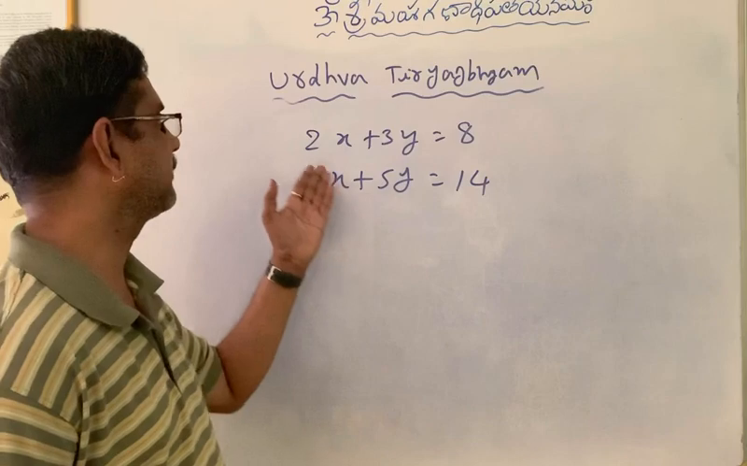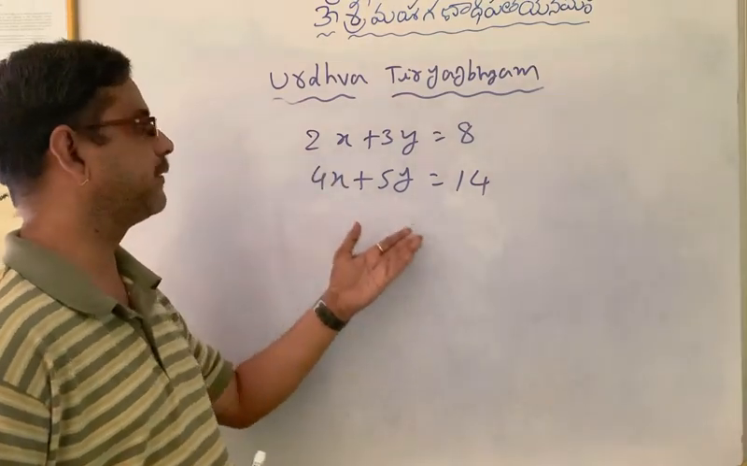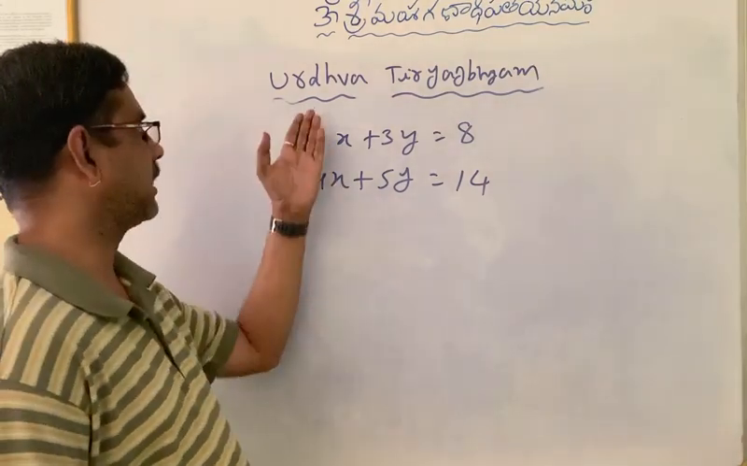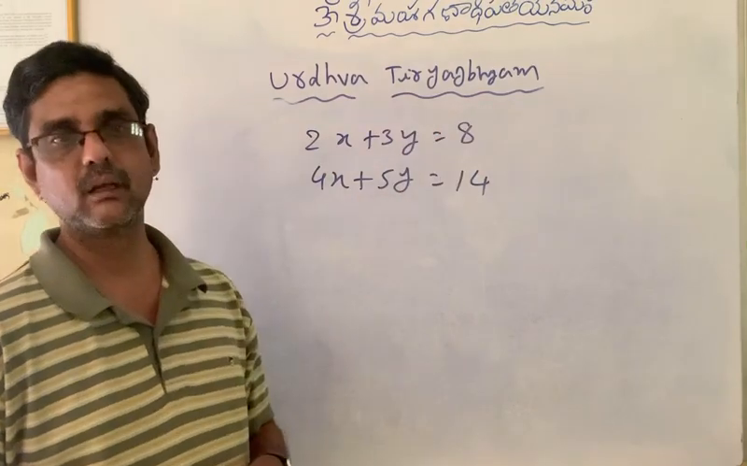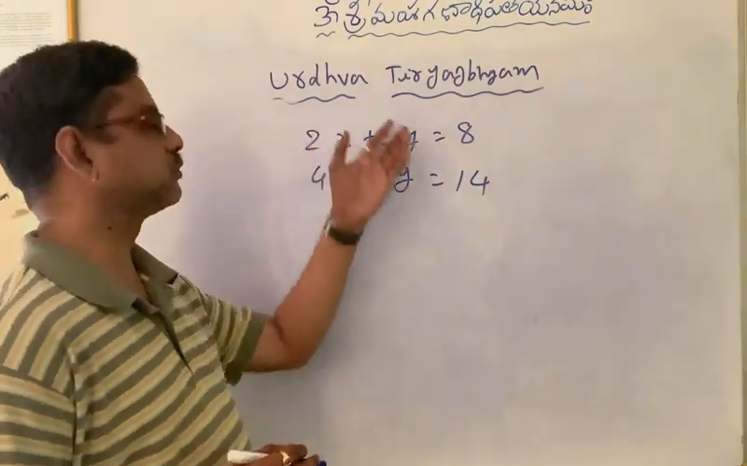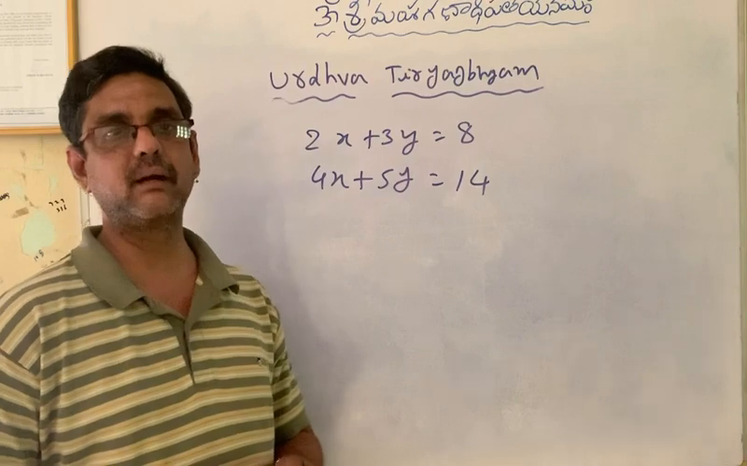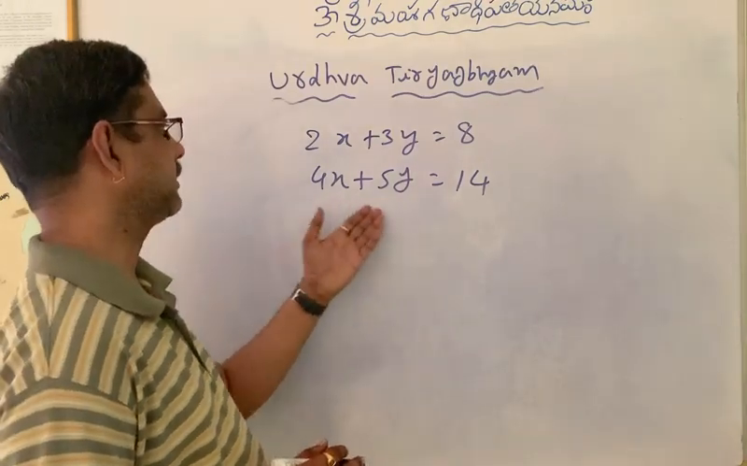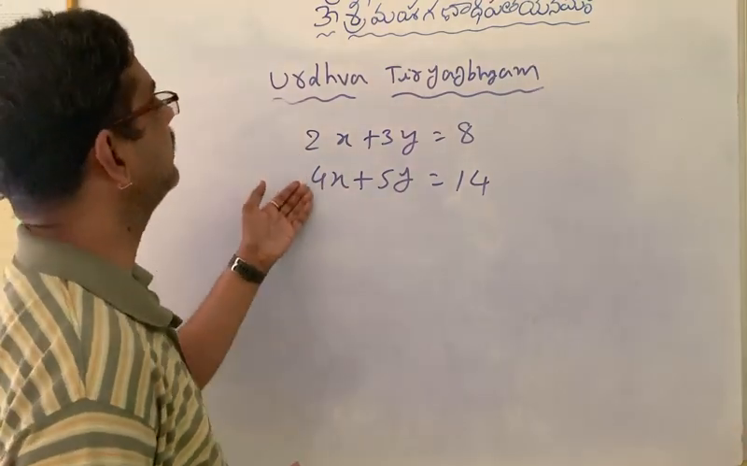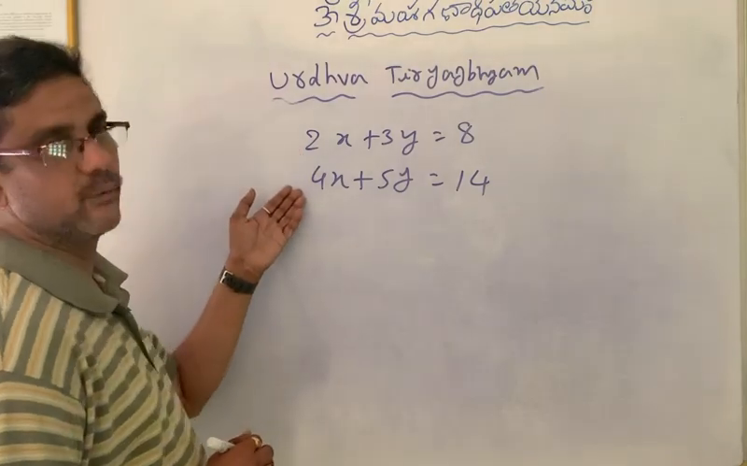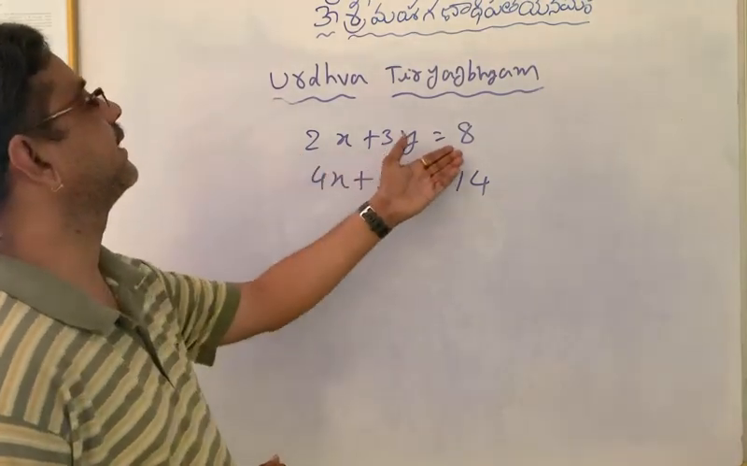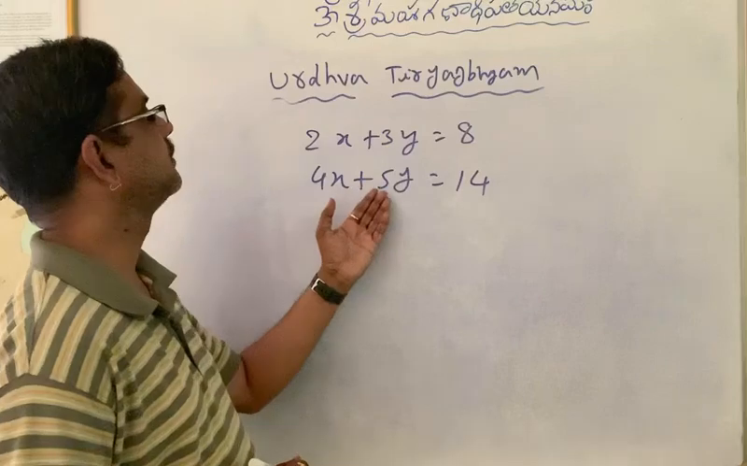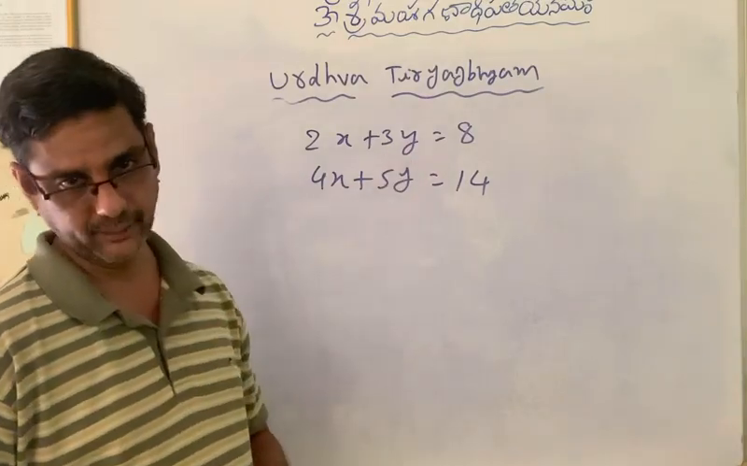Today I am going to explain finding the common solution for the given pair of linear equations in two variables using the Vedic Sutra Urdhva Tiryagbhyam. The meaning of this sutra is multiplication by vertical and crosswise. Consider an example, a pair of equations in two variables: 2x plus 3y is equal to 8, 4x plus 5y is equal to 14.